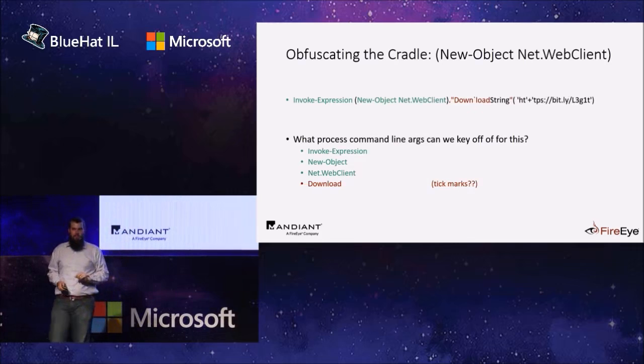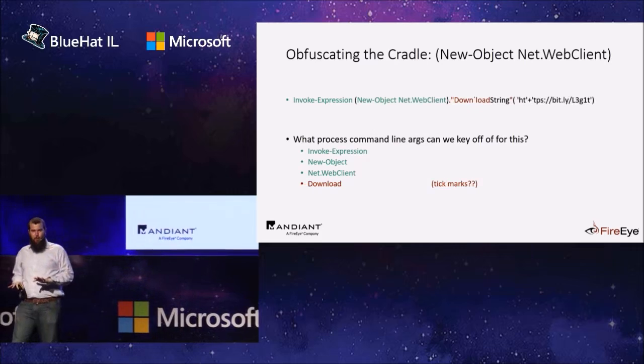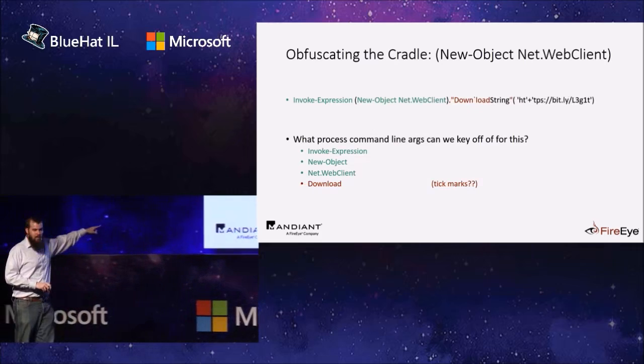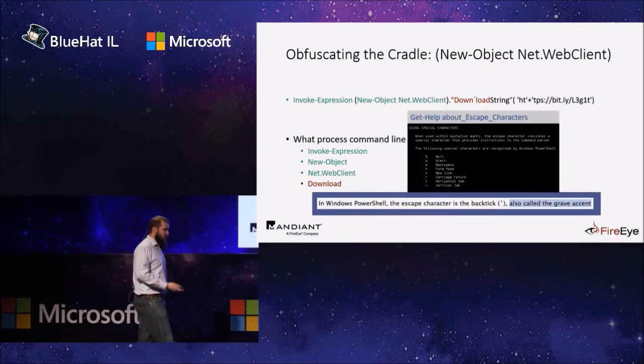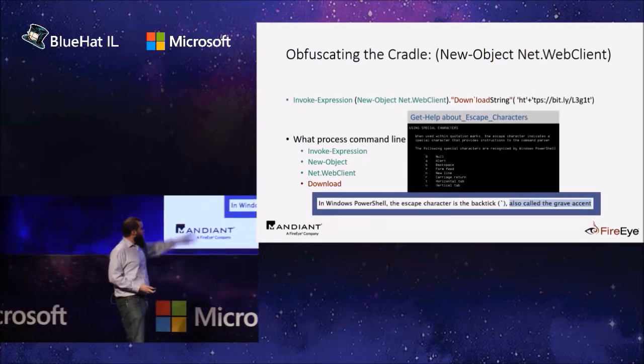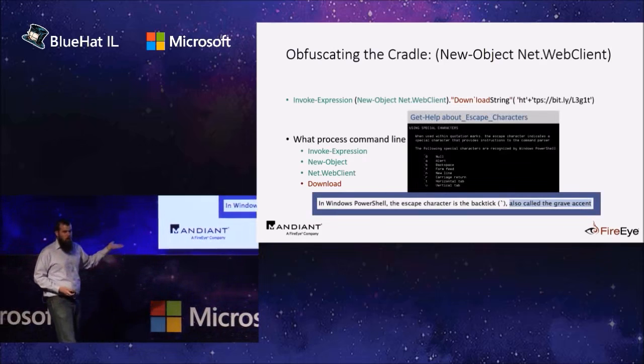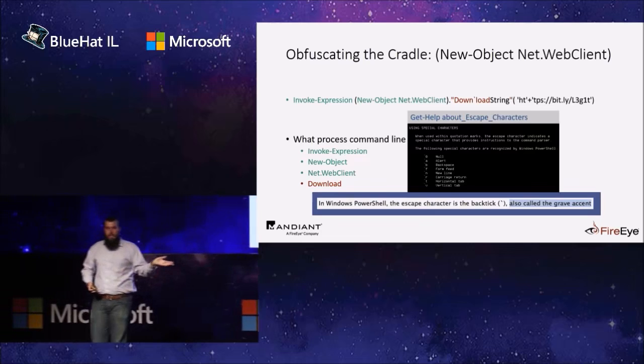Tick mark. Code executes perfectly fine. That breaks our detection. Now, why does this work? Well, tick mark is an escape character for PowerShell. Usually it's used to do tick 0 to be null, or tick B, tick N for new line, stuff like that.